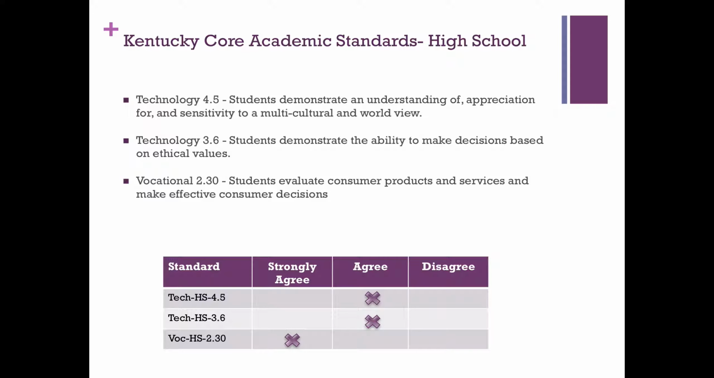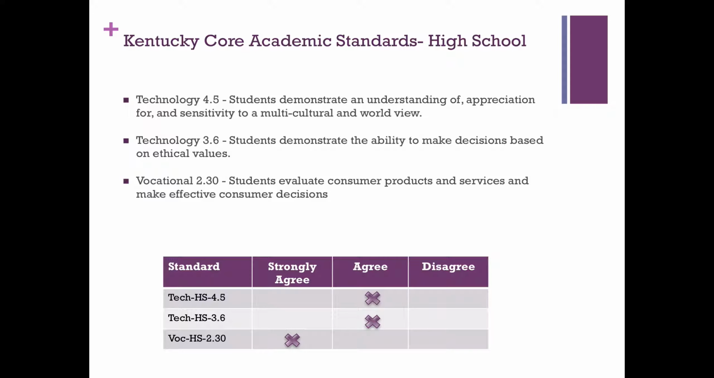Now for the Kentucky Core Academic Standards for high school. I chose 3 standards to compare to this textbook and analyze. The first standard I chose was Technology 4.5, which states students demonstrate an understanding of, appreciation for, and sensitivity to a multicultural and world view.